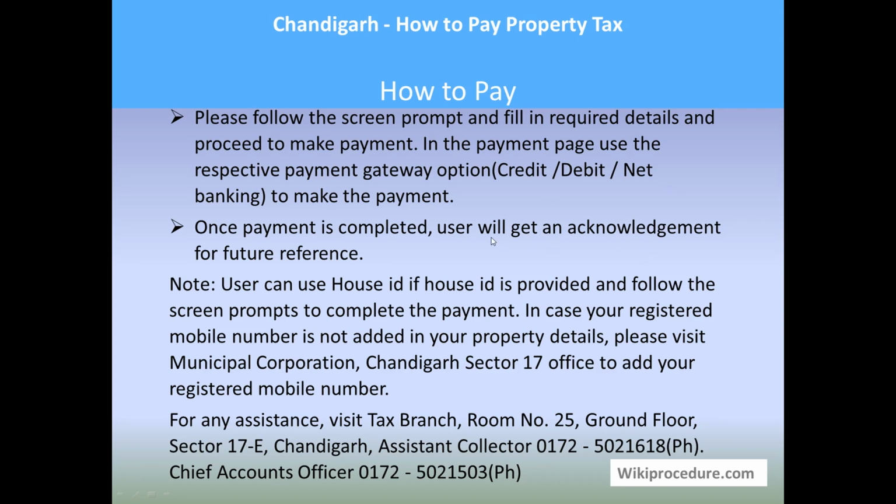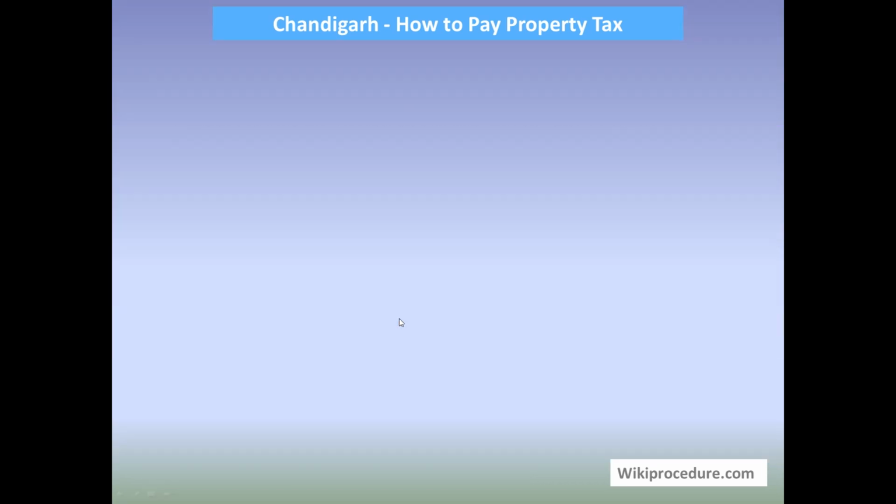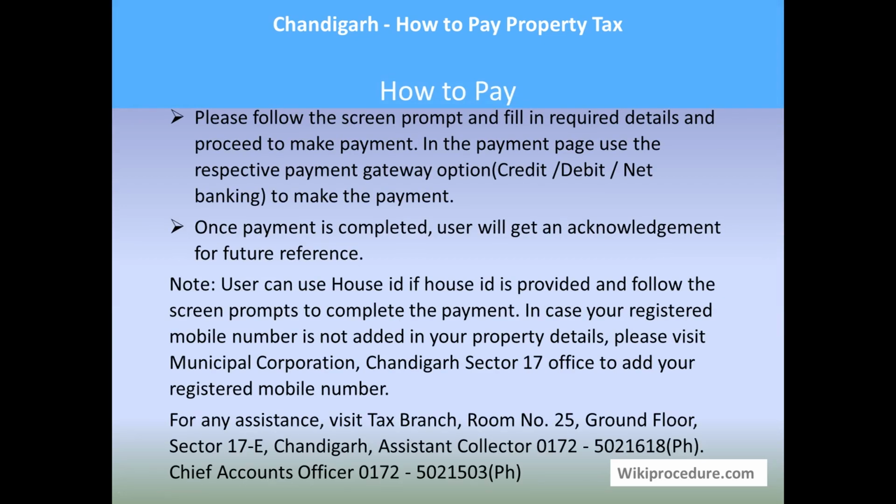Once you select the appropriate payment gateway option, you will be directed to select and enter the details required for completing the online payment. So use the respective options and make the online payment. Once you have completed the payment, you will get an acknowledgement or a transaction slip. Keep it safe for future reference that you have paid the property tax online. Users can use the house ID if it is provided, and follow the screen prompts to complete the payment.